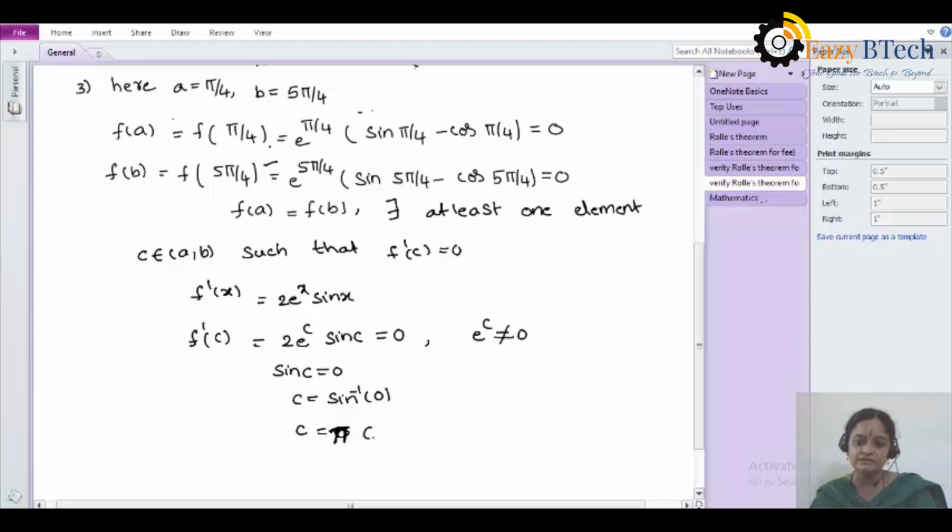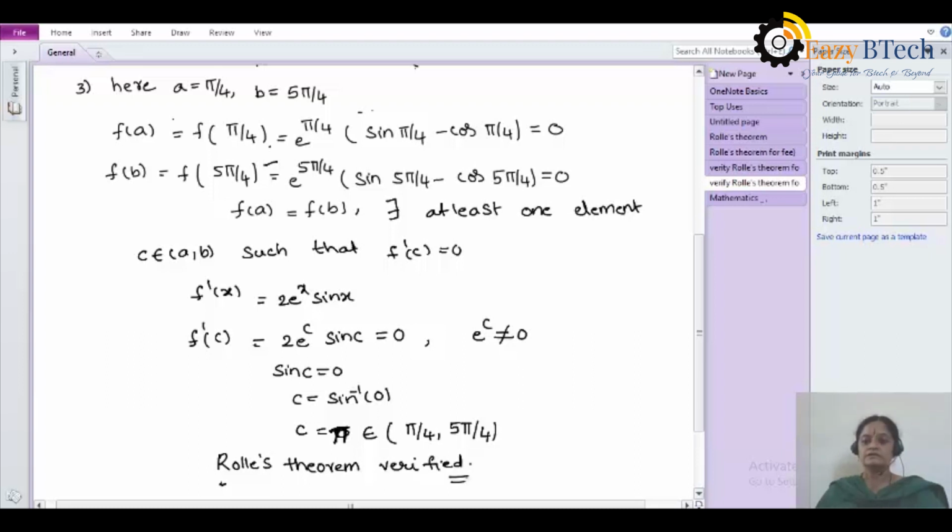So this value, c value pi, belongs to the open interval of pi by 4 and 5 pi by 4. So continuous, derivable, f of a is equal to f of b conditions are satisfied, and there exists one element which also belongs to the given interval. So hence you can say that Rolle's theorem is verified. In this session we discussed the statement of Rolle's theorem and related problems.